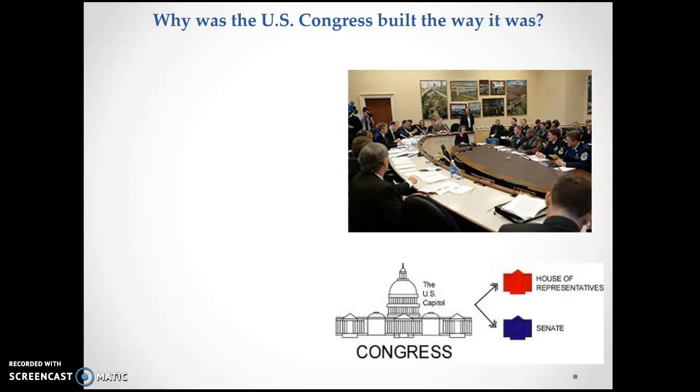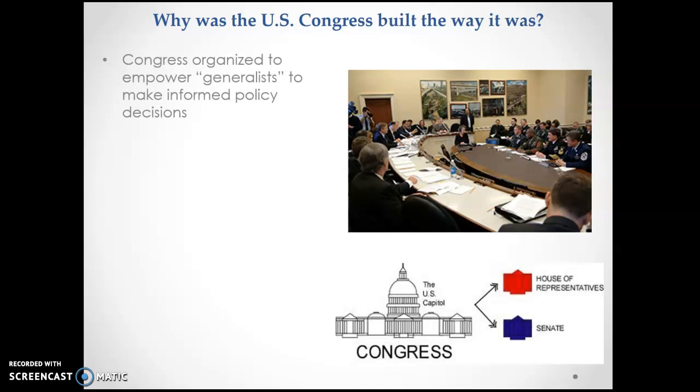The fact that we've had one constitution and a functional government that hasn't really changed in fundamental form since the founding of our nation is really incredible, but really speaks to the genius behind it. And so let's look at it.